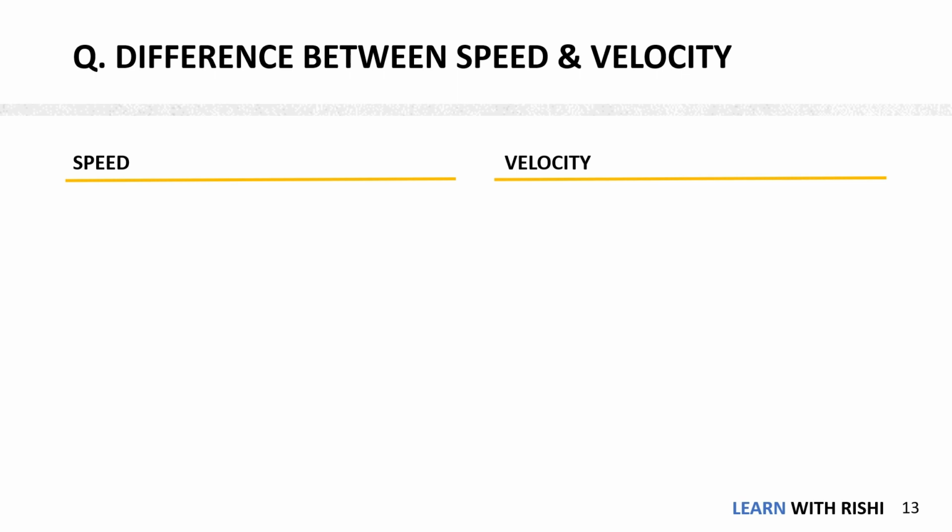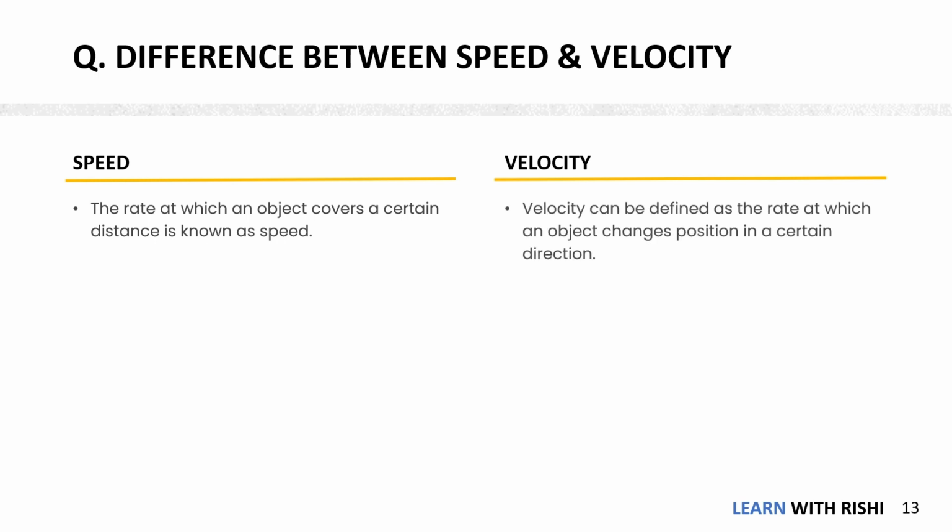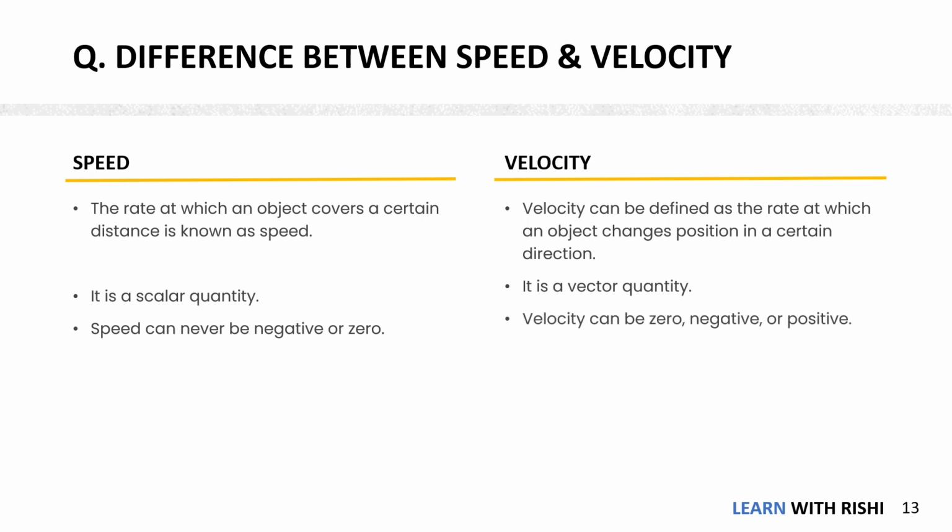Let us discuss the points for differentiating between speed and velocity. First point is the definition. The rate at which an object covers a distance is known as speed. Now rate only means per unit time. Velocity can be defined as the rate at which an object changes position in a certain direction. Speed is a scalar quantity, velocity is a vector quantity. Speed is always positive, it is never negative or zero. Velocity can be zero, negative or positive.